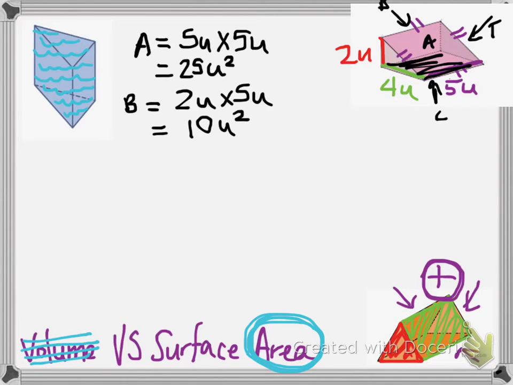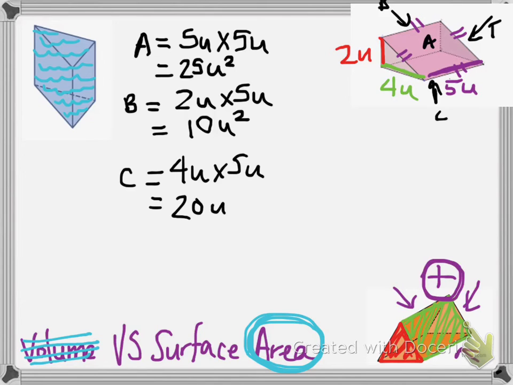Now, the bottom rectangle, this one right here, rectangle C. Let's calculate that. Rectangle C has dimensions of 4 by 5 units. So I'm going to go 4 units times 5 units, and that is going to give me a total of 20 units times units is units squared.